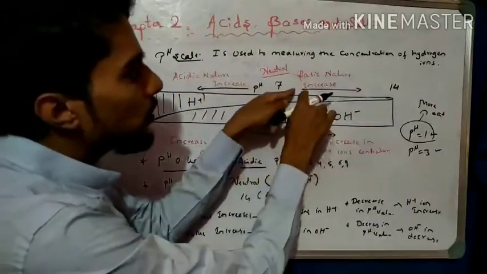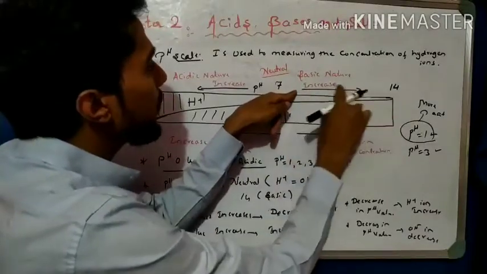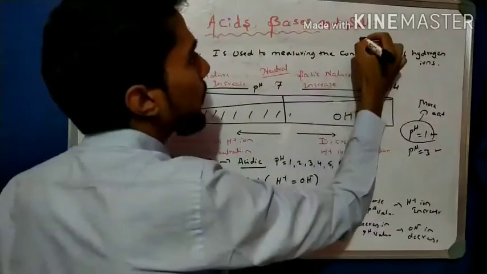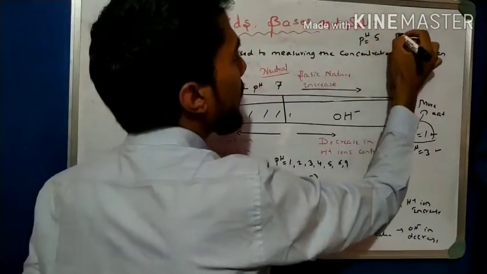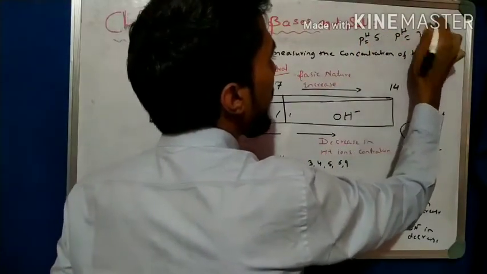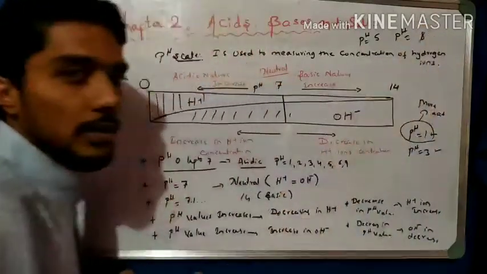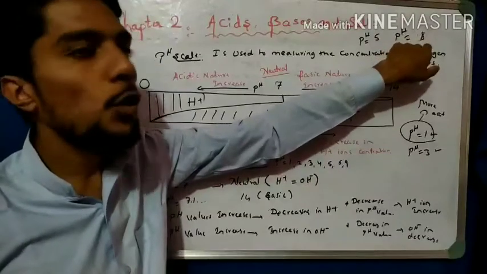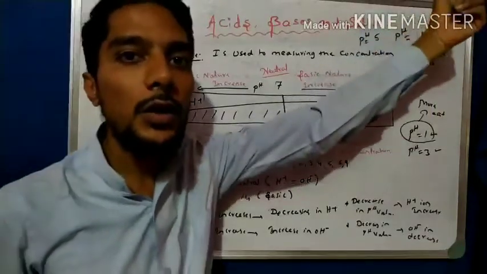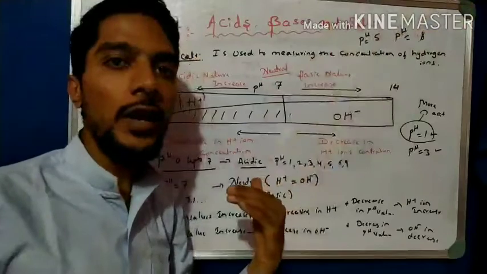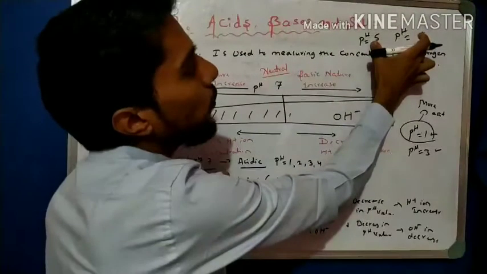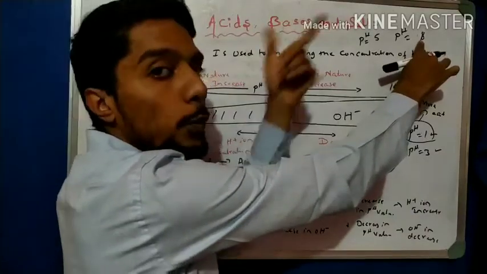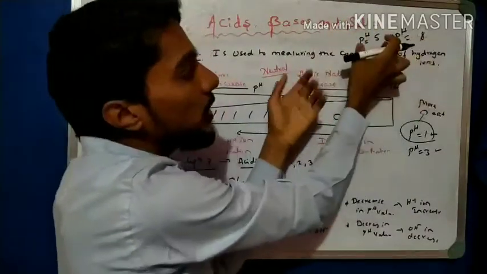Again, as the pH value increases, what about this side? The basic nature increases, right? For example, I take pH 5 and pH 8. Now see what is its character. Which is more basic? This one is more basic, because a higher pH value means basic character and a lower pH value means acidic character. So between 5 and 8, 8 has the higher pH, so more pH is basic, less pH is acidic.